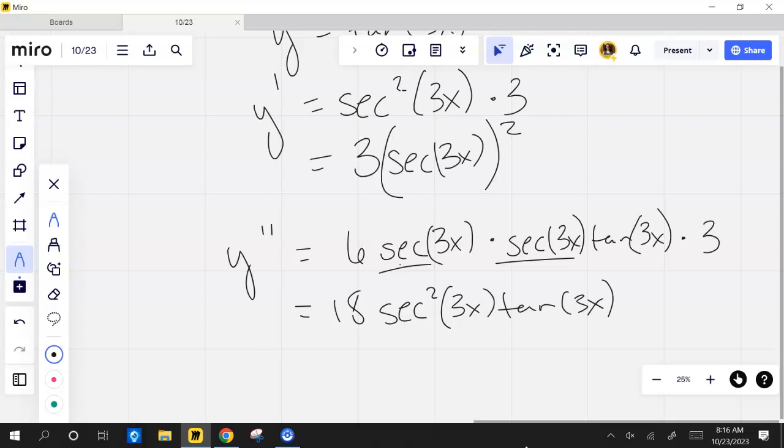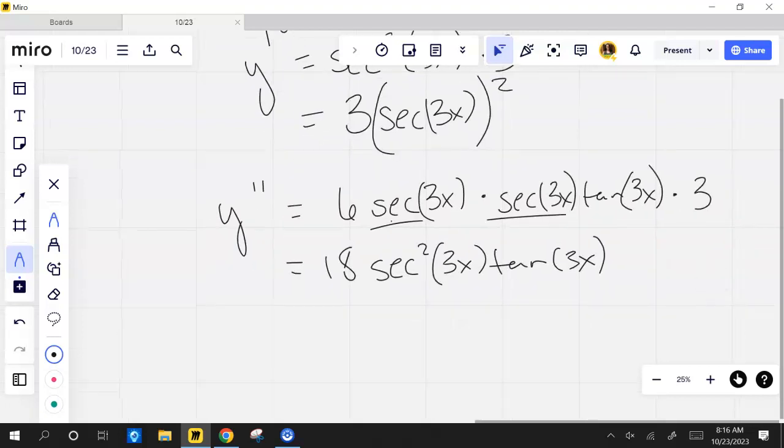If it didn't look like that, I may could change the secants to 1 over cosine, the tangent to sine over cosine, and see if anything cancels, and I could rewrite any type of way. But since that one was one of the choices on there, I went with that one.